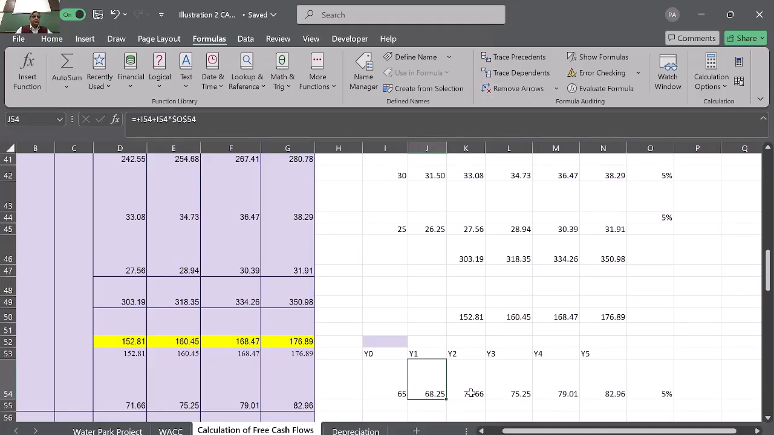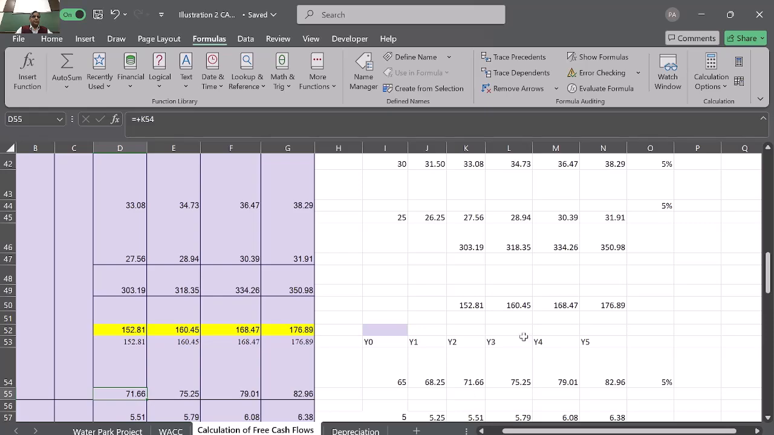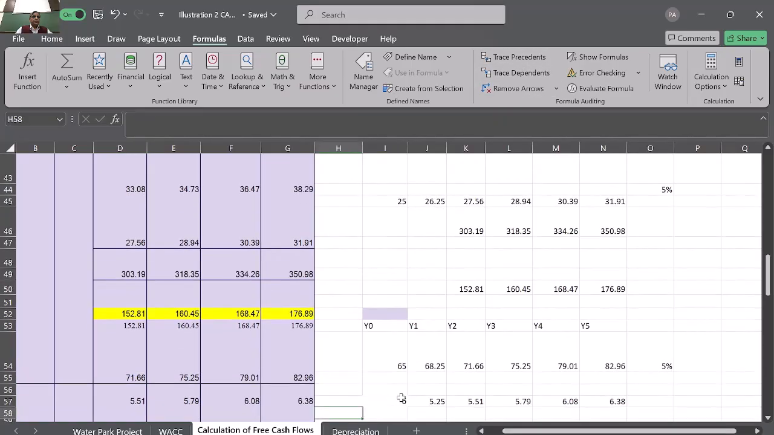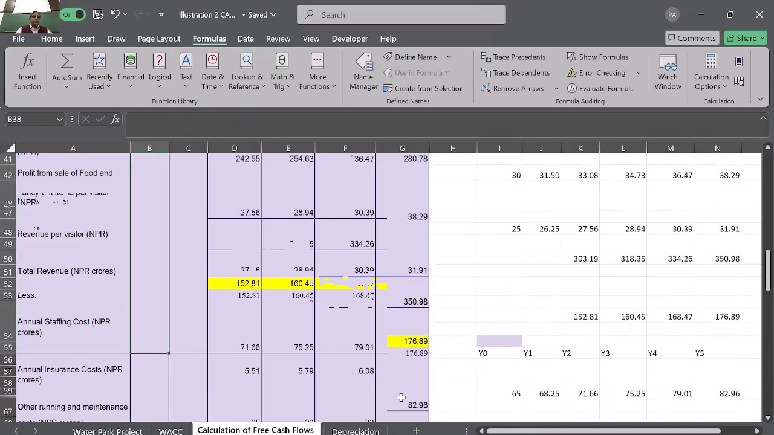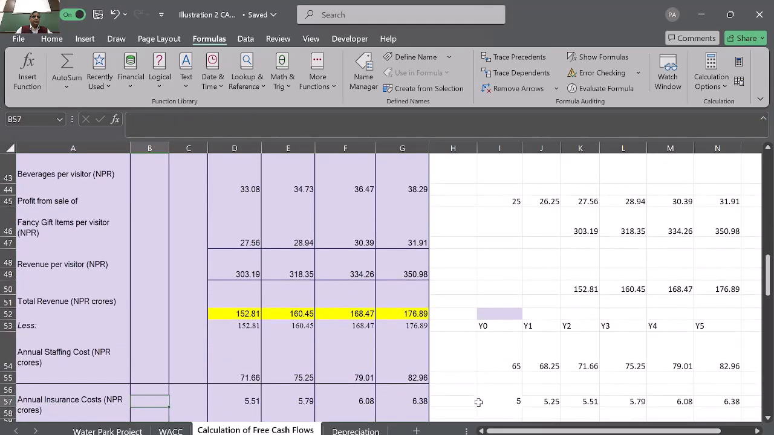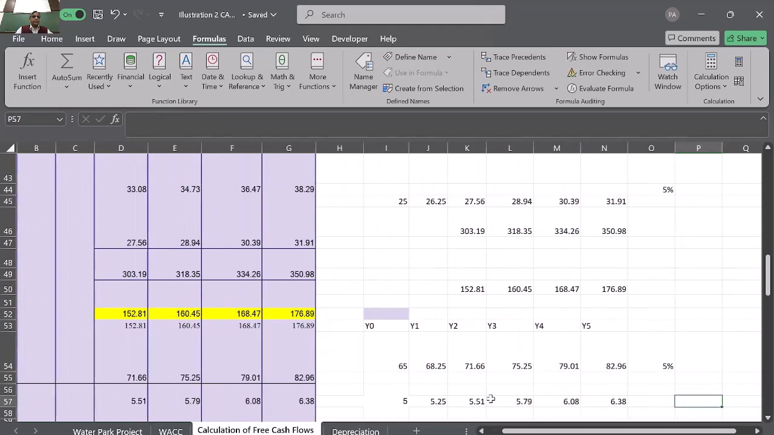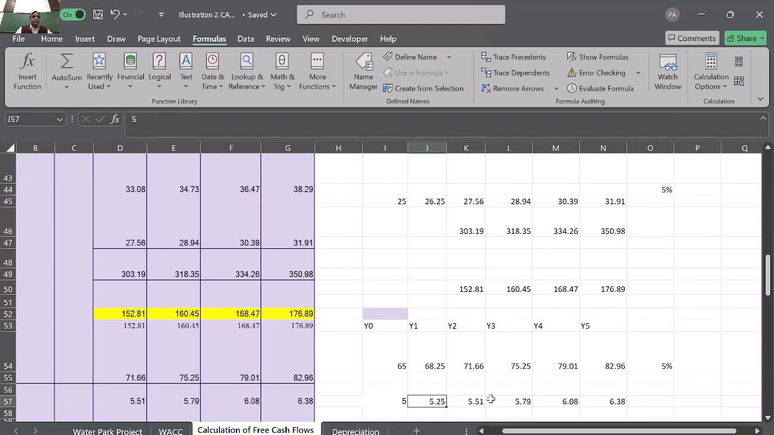So the year 2 number will get populated here, 71. Okay. And then copy paste all the numbers, it will come here. Then we have the annual insurance cost. Annual insurance cost is given as 5 crores initially, and then it goes up, I believe, by the same 5%.